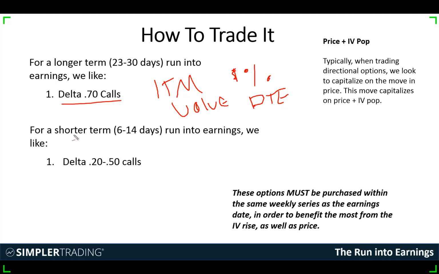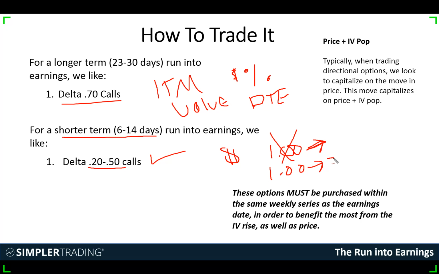On the shorter term, we like these Delta 20 to Delta 50 calls. This is one of my favorite ways to grow an account, just because they're cheap. You can buy those things for like $1, and you got to get it right though. You can't do it on the wrong stocks or your dollars will go away. But you can buy these for like $1 to $3, okay? And they're super cheap. And with that quick price pop and IV pop, you can easily get a double on these. So that's the main goal there.